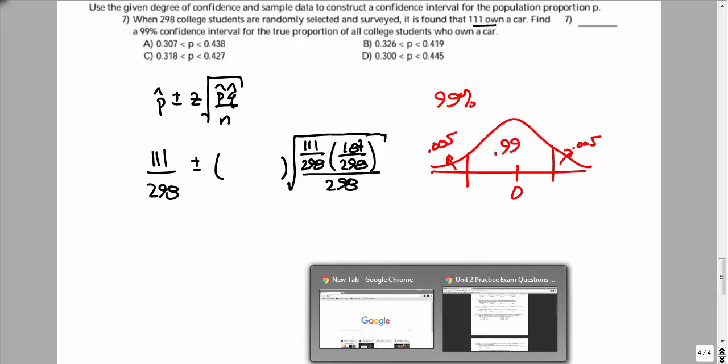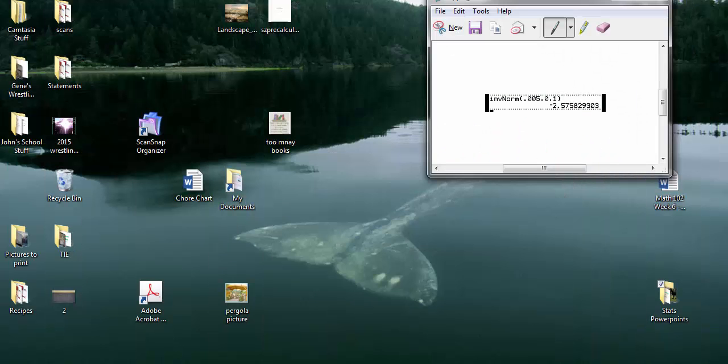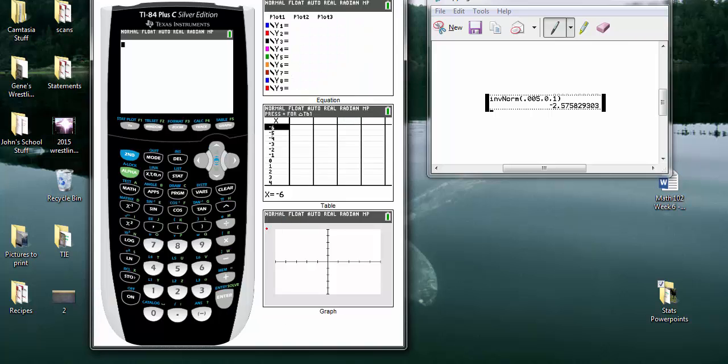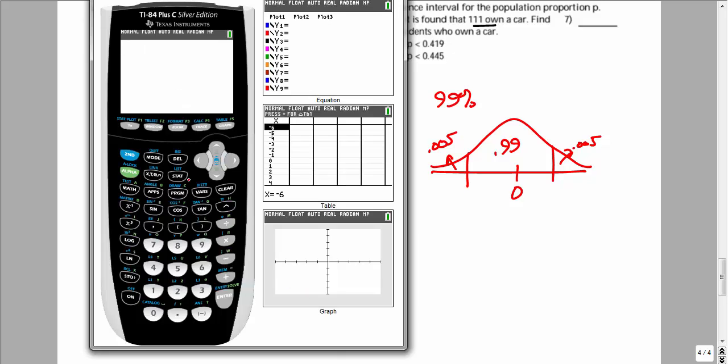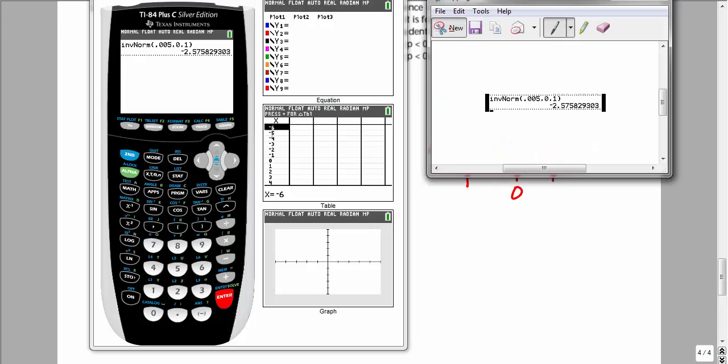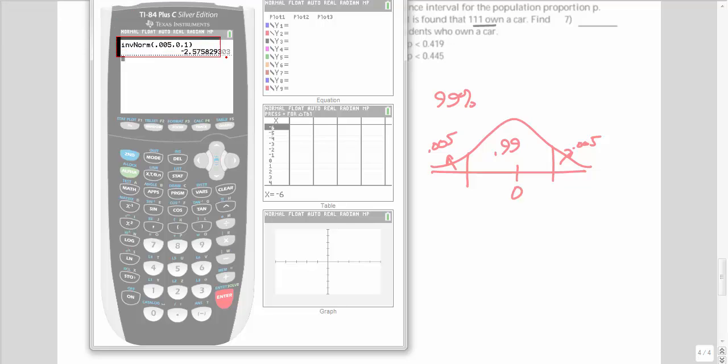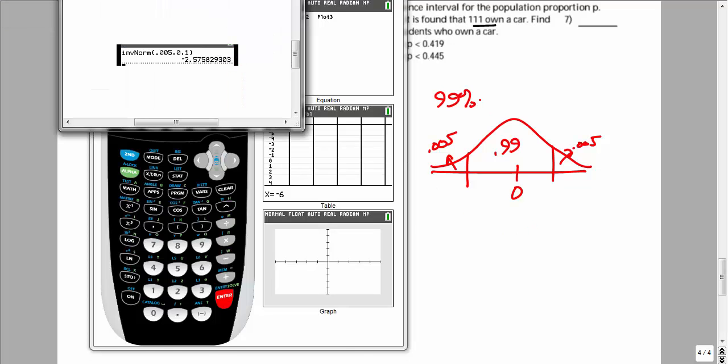And then on your calculator, if I can find a calculator here, we would have second DISTR, and then we'd have inverse normal because we know the area is 0.005, mean is 0, standard deviation is 1, and we get negative 2.576 here. So if we use our calculator, we're going to get plus or minus 2.576.